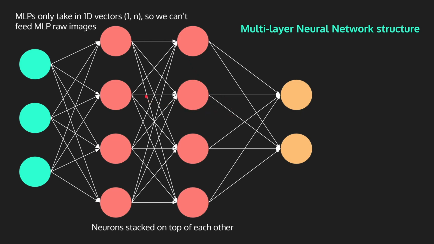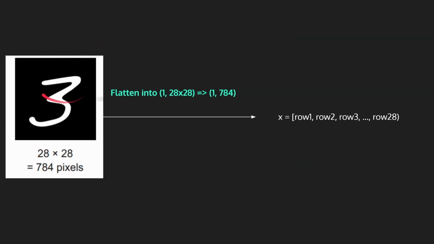It's very important to note that MLP is only taking 1D vectors. So we can't feed MLP raw images. We have to feed it 1 by n, a 1D vector. So let's talk about how that will work. For our image, we'll flatten it into 1 by 28 times 28, so that's 784 pixels. It'll be 1 by 784. That basically means we have row 1, row 2, row 3, all the way up to row 28.